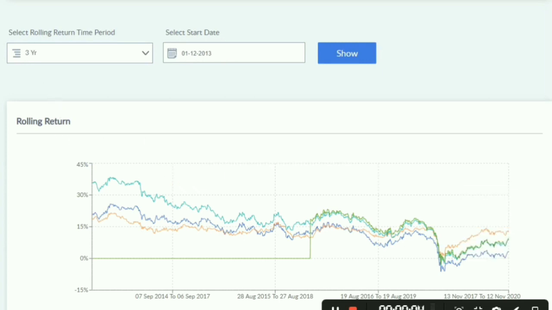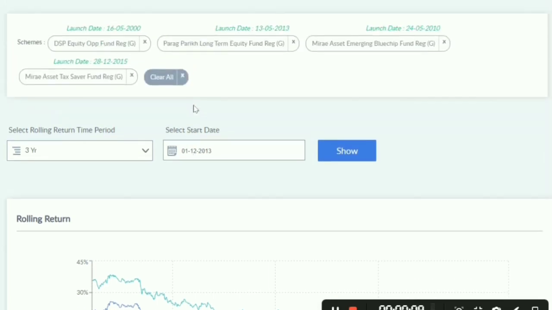So this is basically a rolling return test for these schemes. We'll take these schemes: DSP Equity Opportunities, PPFAS Long Term Equity, Mirae Asset Emerging Blue Chip, Mirae Asset Tax Saver. These are kind of similar funds. Let's check what the rolling returns have been for 3-year periods, starting with December 2013.